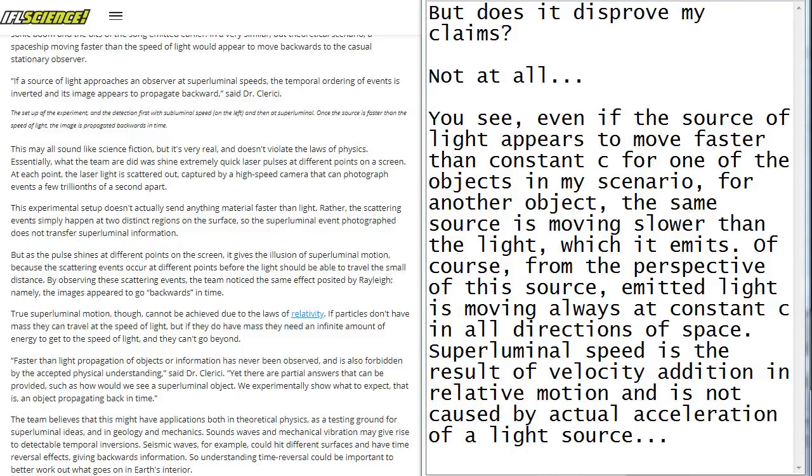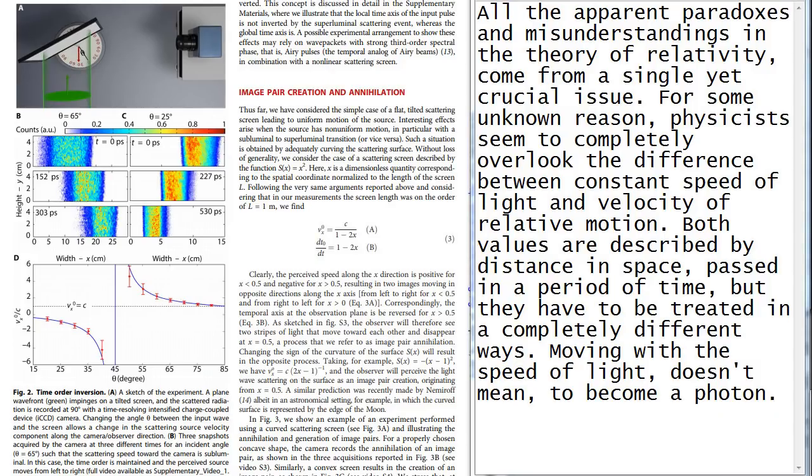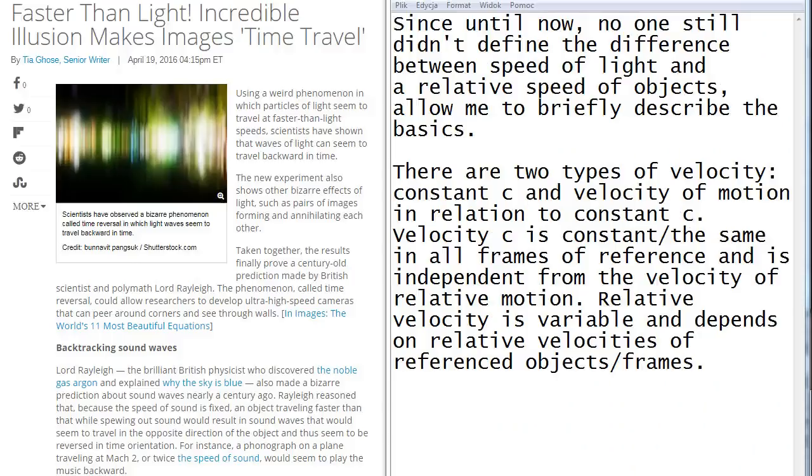All the apparent paradoxes and misunderstanding in the theory of relativity come from a single yet crucial issue. For some unknown reason, physicists seem to completely overlook the difference between constant speed of light and velocity of relative motion. Both values are described by distance in space passed in a period of time, but they have to be treated in completely different ways. Moving with the speed of light doesn't mean to become a photon.